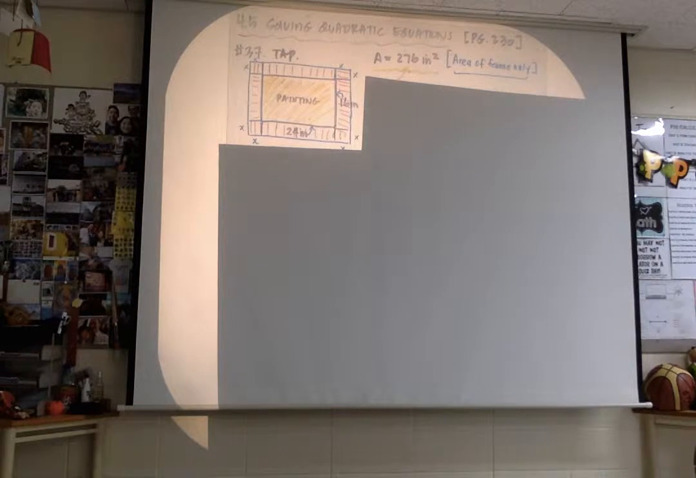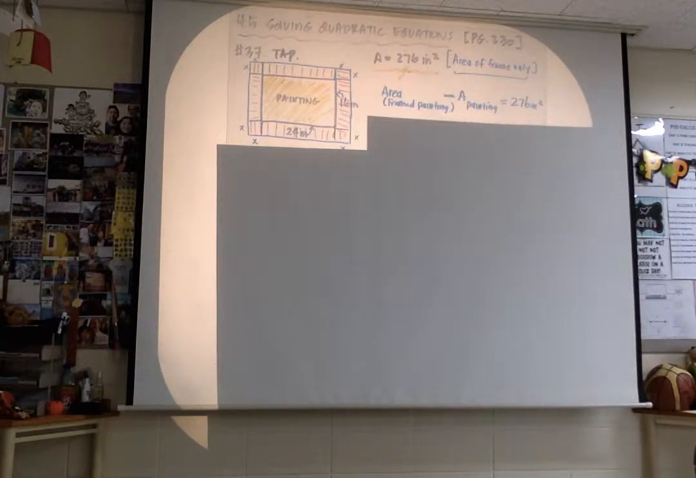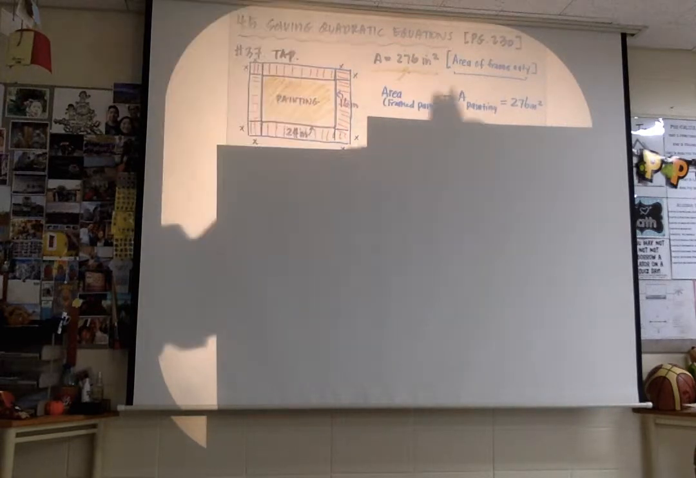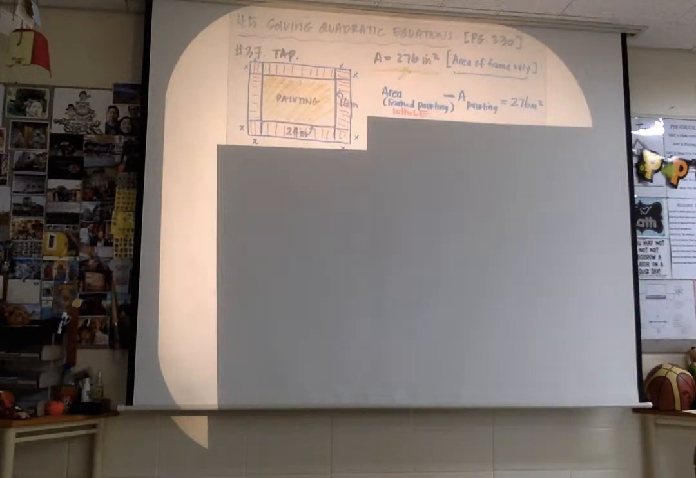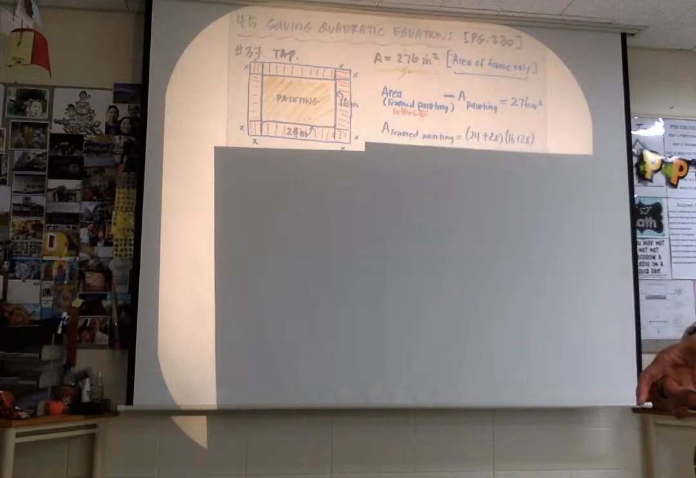Remember, we talked about this last class. So you guys, this is how I like to describe it. Area of the framed painting, which is the whole, minus the area of the painting, is equal to 276. That's the first part that you have to understand. If you don't understand, please watch this and make sure you ask me to clarify.